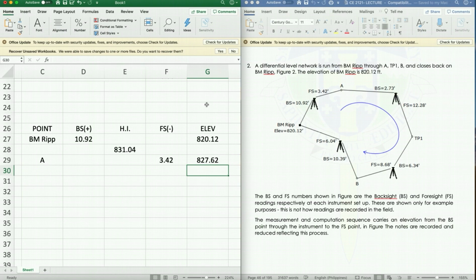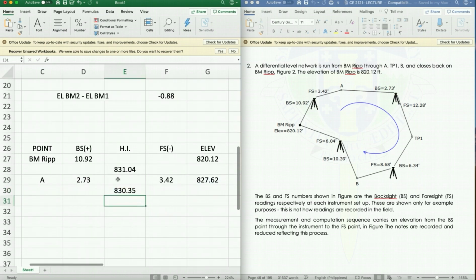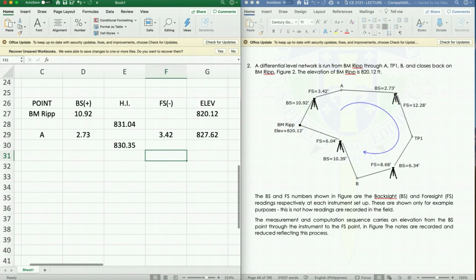Then from there, we are at point A, then we move to this station. The backsight is 2.73. Then we can now get the HI. So HI is equivalent to this plus this. Okay? Then we get the foresight. The foresight is 12.28. Then we can now get the elevation of TP1.